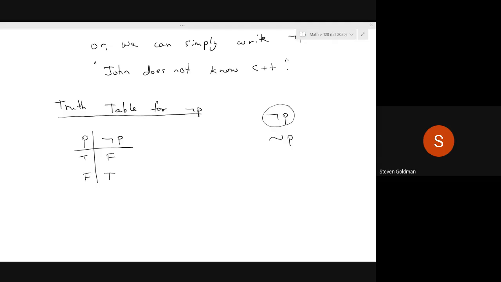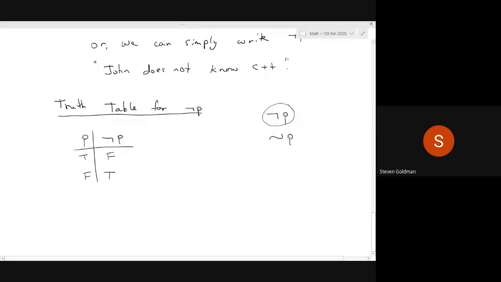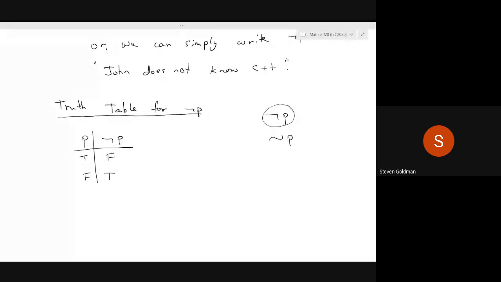Any other questions? Yes, we're going to get into the other connectives, well, into the connectives today.